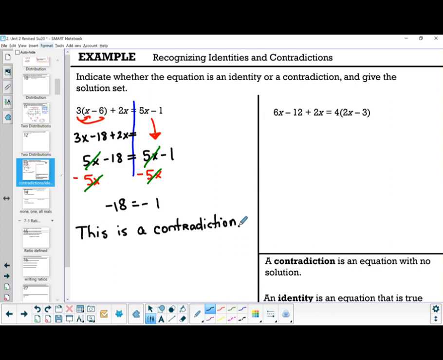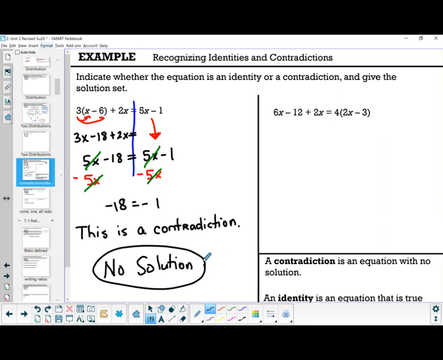We're unable to solve for the variable, so we have to interpret what happened. Our interpretation is that this is a contradiction, and the answer to this question is going to be no solution. Whenever you have an equation that ends with a contradiction, the answer is no solution.